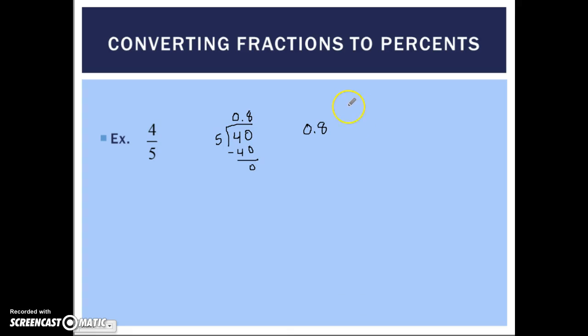And remember, to convert to a percent, I'm going to multiply by 100, which is really the exact same as moving this 2 places to the right. So really, my percent, 2 places in, 1, 2, it's equal to 80%. So again, to convert a fraction to a percent, change to a decimal by dividing the numerator by the denominator, and then multiply by 100 to get to 80%.